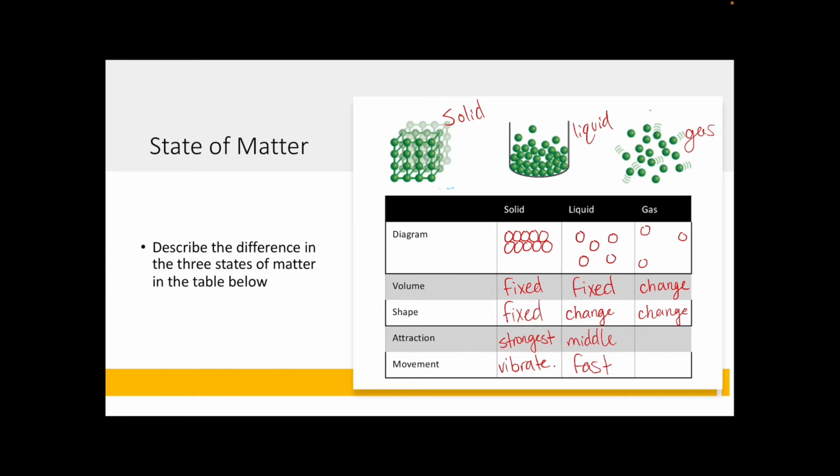For attraction, of course, we have the weakest. It is hard to keep a gas together when it's not in a small fixed container. And for movement, we have the fastest.